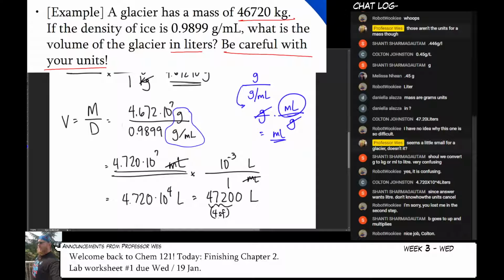I wrote it that way so that you could see the number, how big it is, 47,200. But I can't represent that with 4 sig figs. So this is the best and really the only way to write the answer.